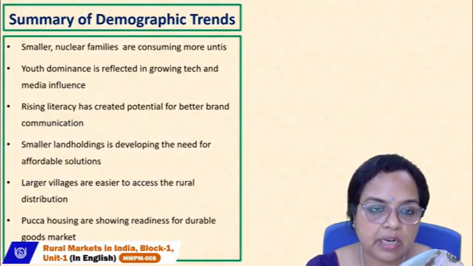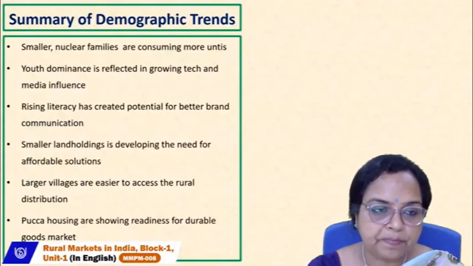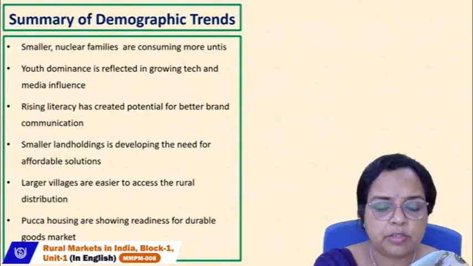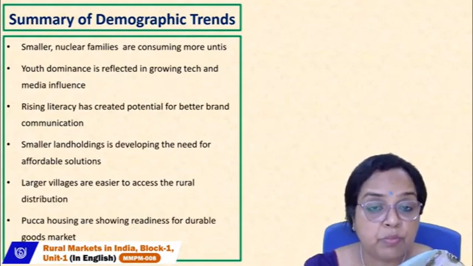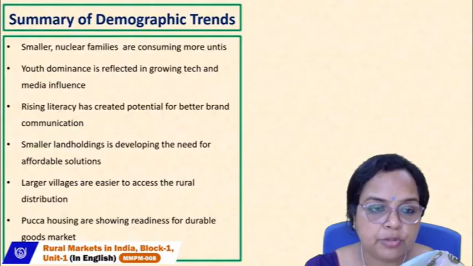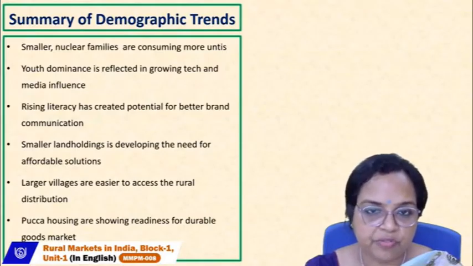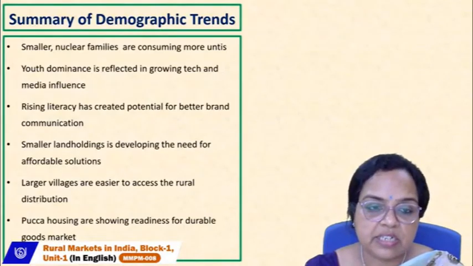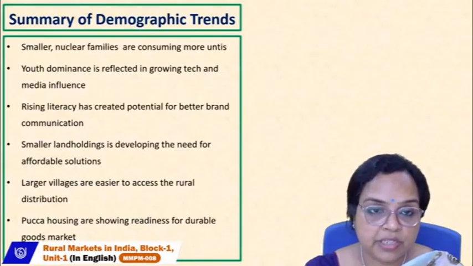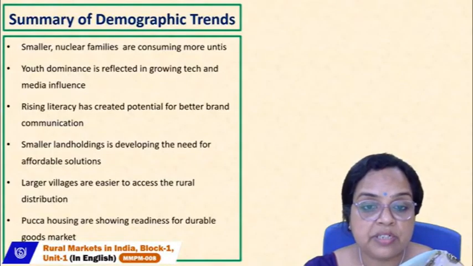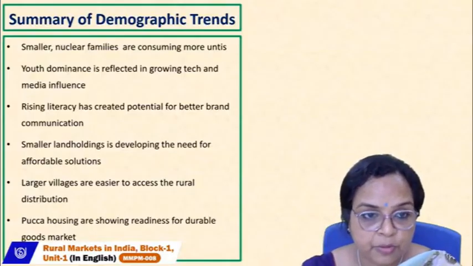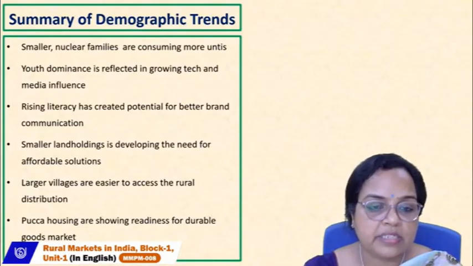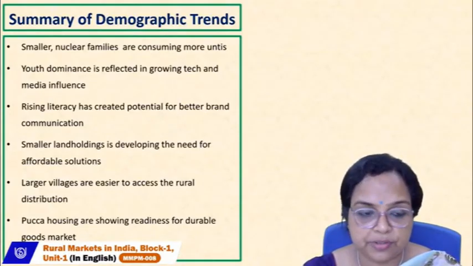Let's summarize the entire demographic trends of the rural belt. Now rural areas are having more smaller nuclear families and they are consuming more units of products. Youth dominance is reflected in growing tech and media influence because their age is between 15 to 59. Rising literacy has created potential for better brand communication because they are now more literate. They are understanding what the brand is telling them. Smaller land holdings are developing the need for affordable solutions.